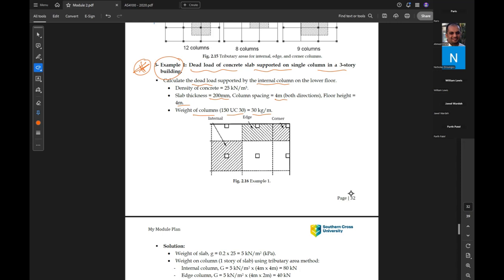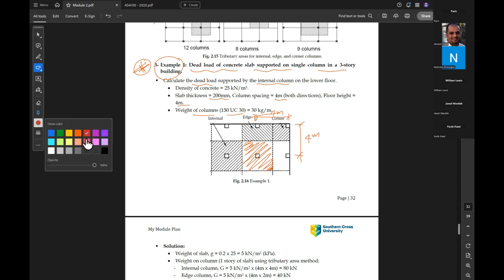So if we look here, this direction we have 4 meter. The other direction is also 4 meter. So if we are looking at this column, the hatched area, so what is again the dimension? So this 2 meter and 2 meter.